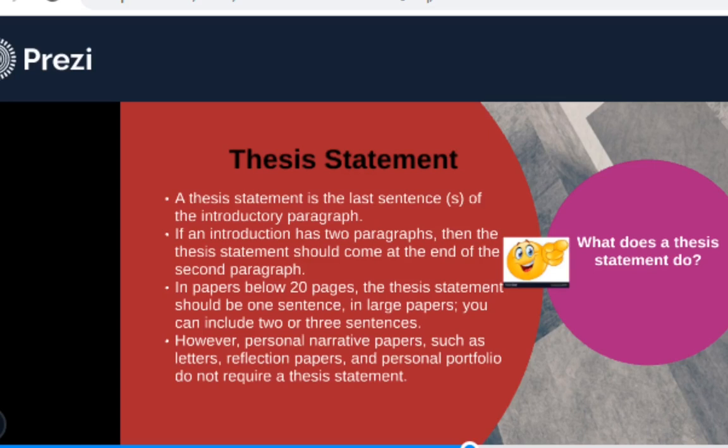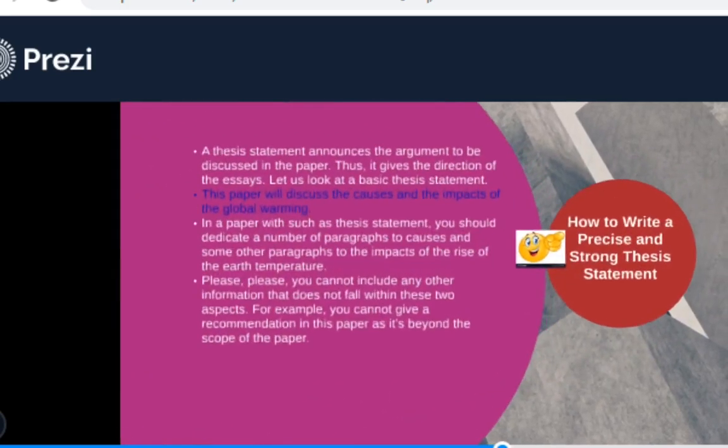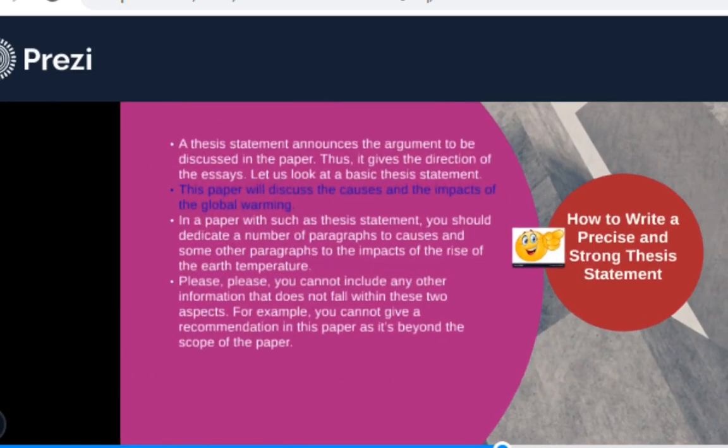So be sure to check lessons on how to write a dissertation to know how to write this type of paper. Now, the question is, what does a thesis statement do? A thesis statement announces the argument to be discussed in the paper. Thus, it gives the direction of the essay.